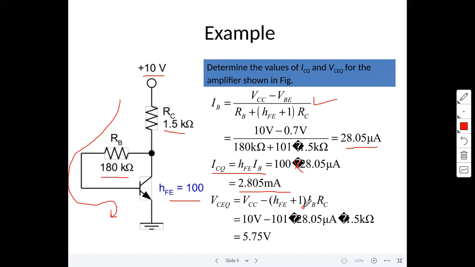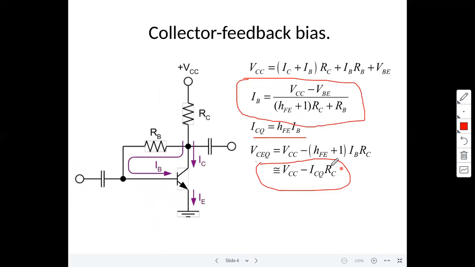Now VCEQ is equal to VCC minus (HFE plus 1) into IB into RC. Here all the question marks are multiplication. Now VCEQ is equal to 5.75 volts. So simply substitute the values into the previous expressions. This is the VCEQ expression, this is the IB, then this is the ICQ.